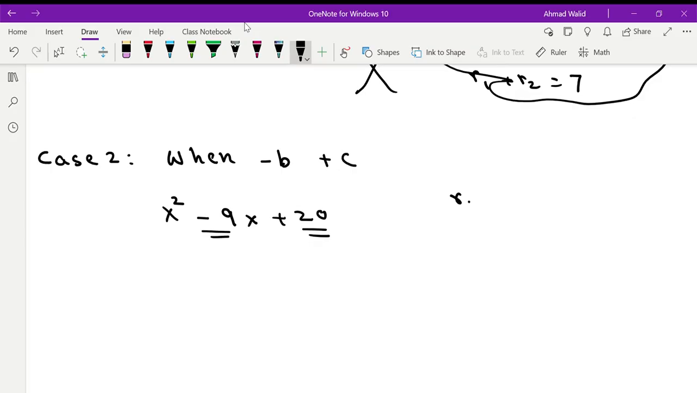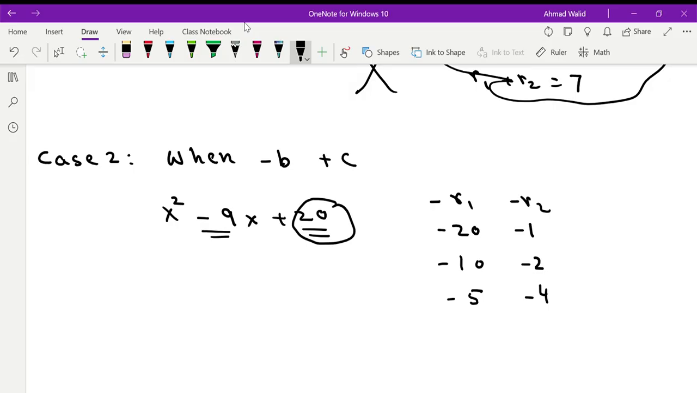Now, how to choose R1 and R2? Look for the factors of 20, which is 20 times 1, 2 times 10, 4 times what? 5. How to choose the sign? If your B is negative and your C is positive, choose R1 and R2 both negative numbers, because we know negative times negative gives you positive and negative plus negative gives you a negative number.